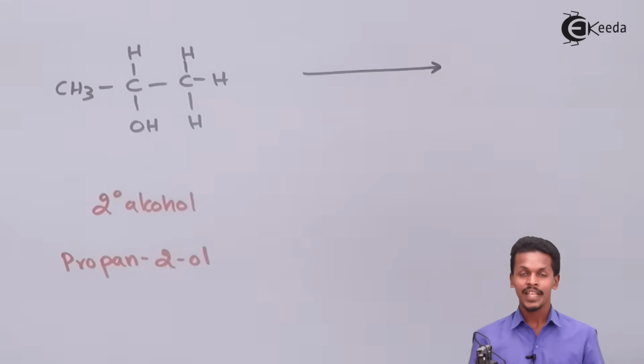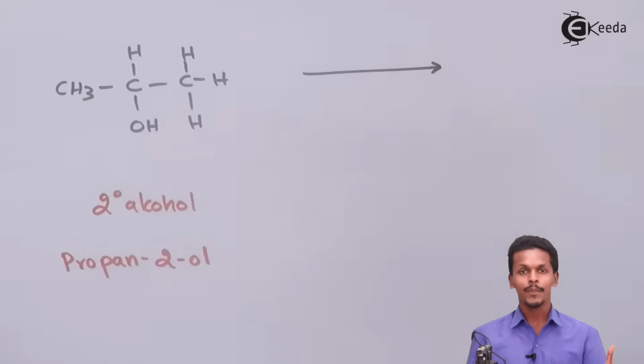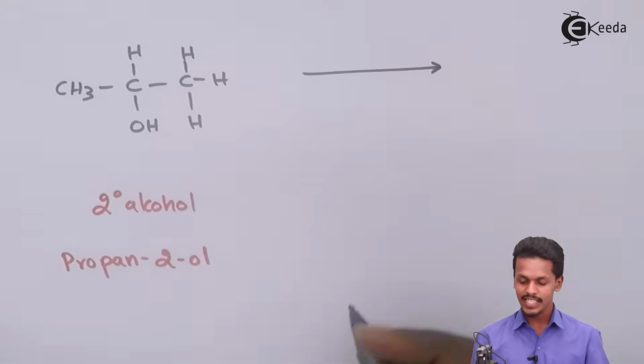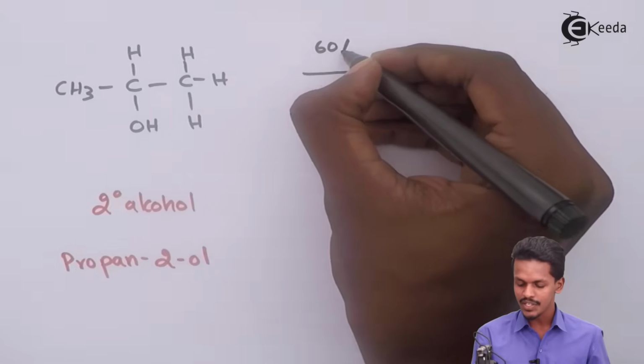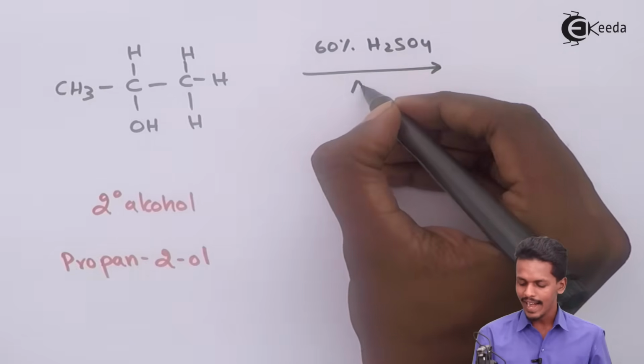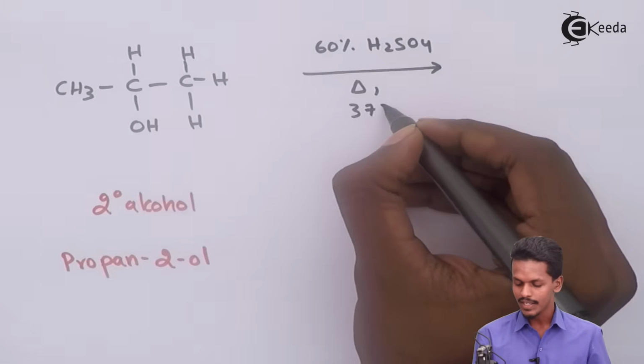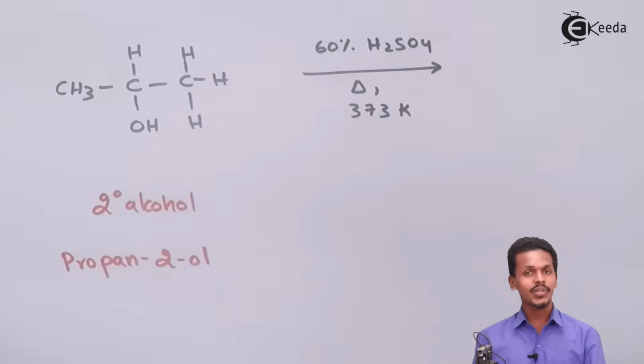And this is a secondary alcohol, and in this case also we have to use concentrated H2SO4, but the concentration of the H2SO4 will differ. It won't be 95%, because that was the earlier example of ethyl alcohol, which was a primary alcohol, and now we are taking the example of a secondary alcohol. So the percentage will differ, and in this case it will be, suppose, 60% H2SO4, and we'll heat it. The temperature required in this process is 373 Kelvin.